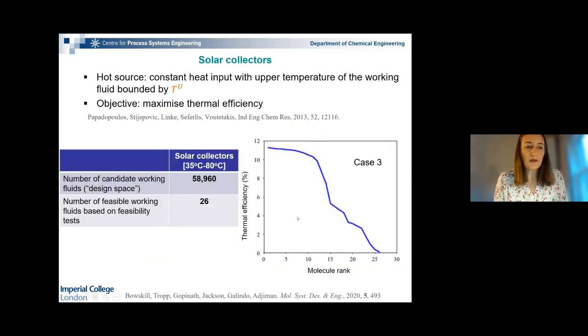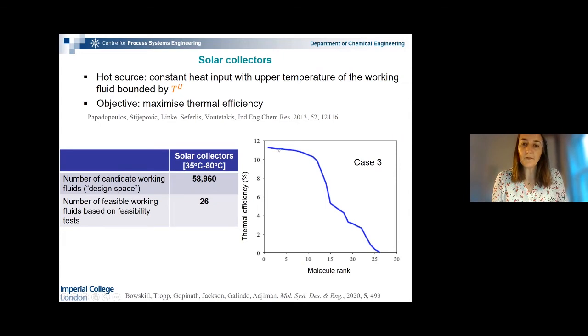Looking at another case where we have a solar collector. So in this case, we have a hot source with a constant heat input, but an upper temperature on the working fluid, which is bounded by an upper bound here of 80 degrees Celsius. So here we have an extremely narrow range of temperatures. And with the same number of candidates, only 26 are feasible in this case, and we're able to identify them.